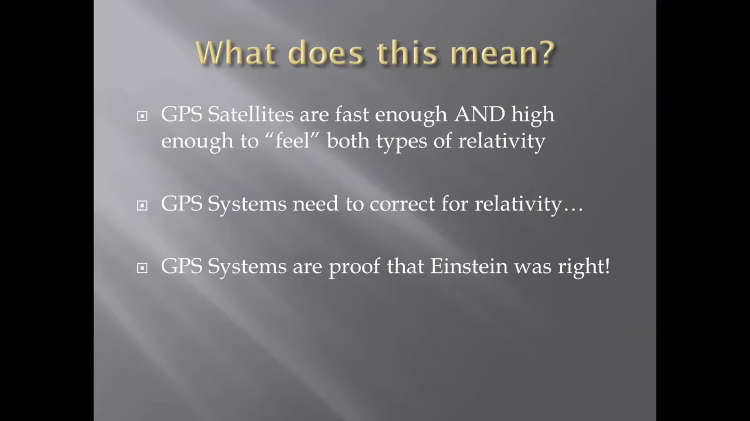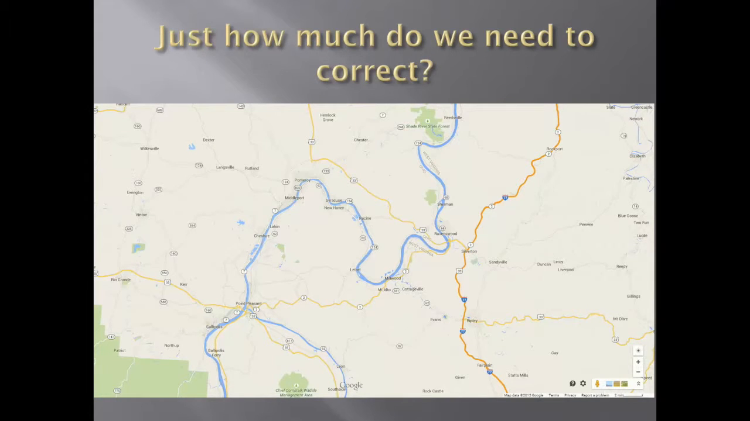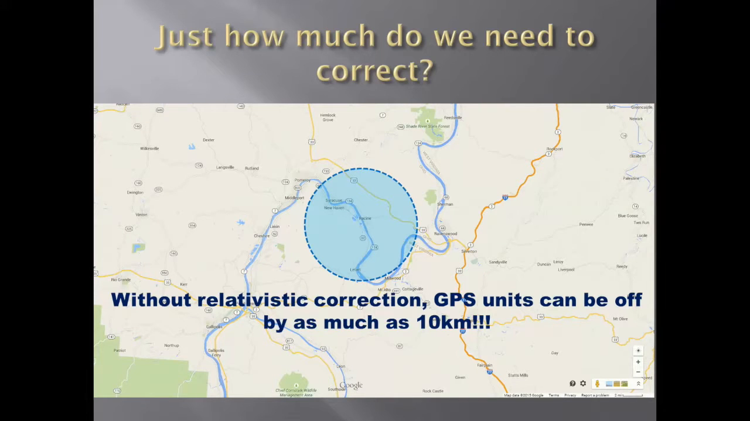So what does this mean? We said that GPS satellites are fast enough and high enough to feel both types of relativity. It follows that GPS systems need to correct for relativity. And finally, and most importantly, GPS systems are proof that Einstein was right. So just how much do we need to correct? This circle is centered on Southern High School that we talked about earlier. Without relativistic correction, a GPS unit would give the location of the high school to be anywhere within this circle, as much as 10 kilometers off by its true location.